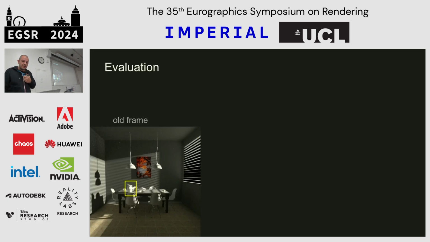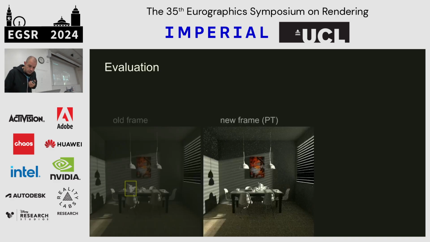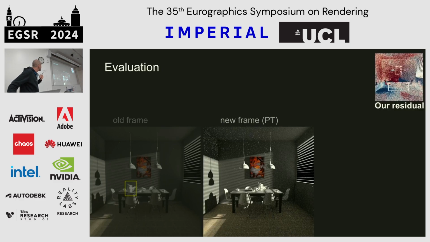Another example, this is some dining room scene, and what's moving? The hook there is moving. Let's say it's moved somewhere on the table. Again, this is path tracing from scratch. Hopefully, you can see some more noise, more obvious here.